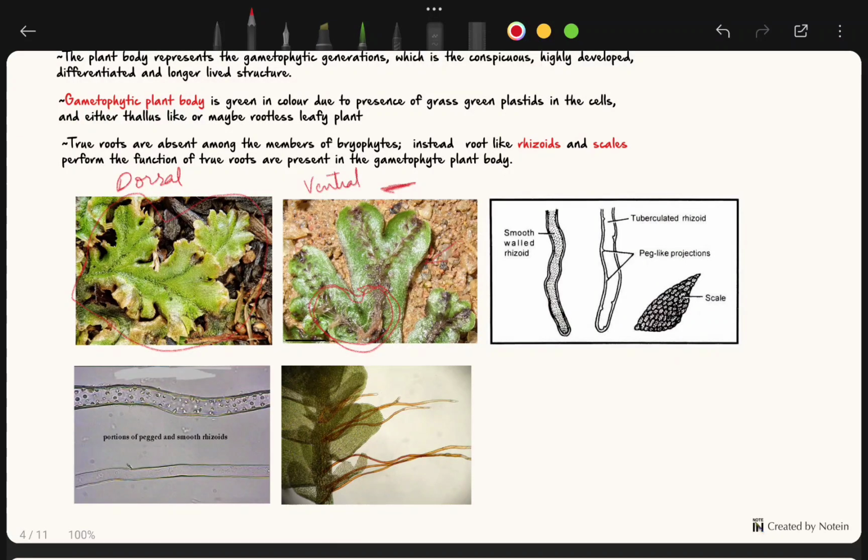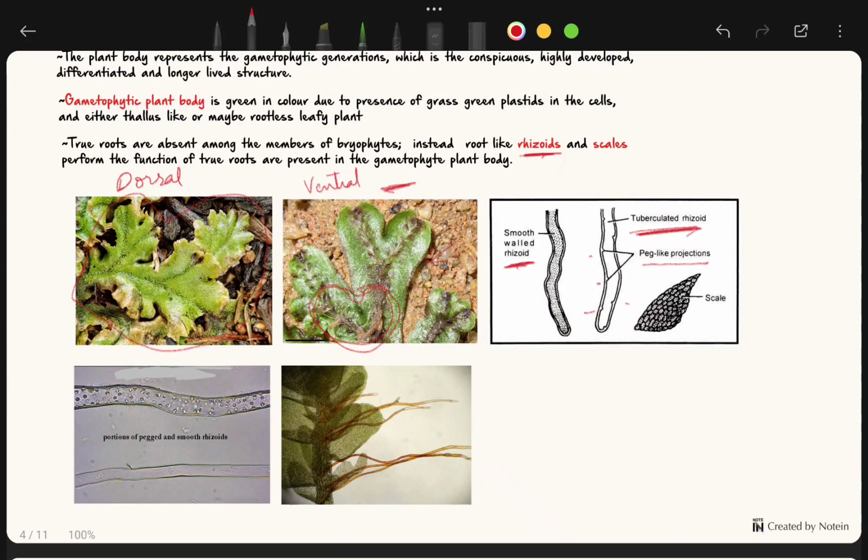Roots are totally absent in bryophytes, but root-like structures known as rhizoids are present. The rhizoids in liverworts are unicellular, which means they are single-cell structures, and they can be of two types again. They can be smooth-walled rhizoids, or sometimes you will find that some rhizoids have bag-like projections. These dot structures, and this type of rhizoid, are known as tuberculate rhizoids.